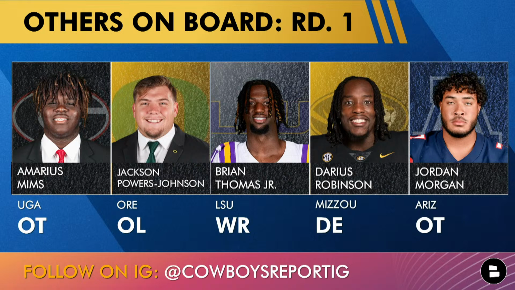Jackson Powers-Johnson was also there. Brian Thomas Jr. was there. Darius Robinson was there. Jordan Morgan was there. In this scenario, this might have been a trade-down spot for Dallas. If you could slide down 3 spots and still get Guyton or Mims or JPJ, I think that would have been a really good outcome. Maybe the Bills would have wanted Brian Thomas Jr., hypothetically speaking. Now, hypotheticals, I wouldn't be mad at a Guyton pick, but I wouldn't be overly like, okay, this is fine for Dallas.